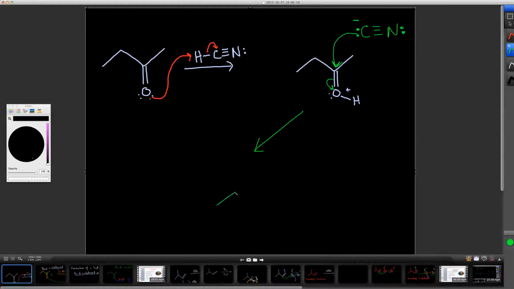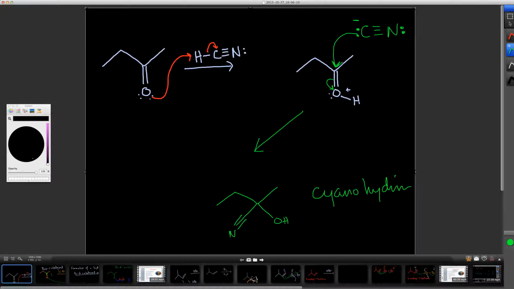Pi bond's going to break. And we are going to make a molecule called a cyanohydrin. If you remember from electrophilic addition of alkenes, when we added a Br atom and an OH functional group across the double bond, we called that a bromohydrin. This is a cyanohydrin.